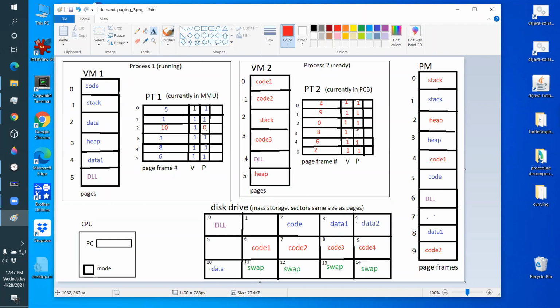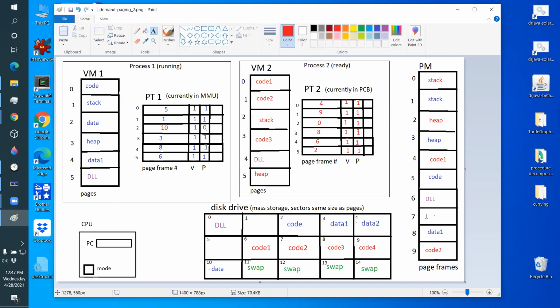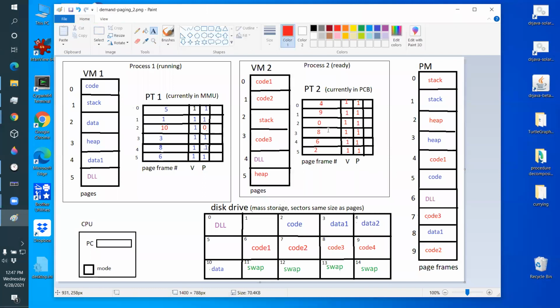This one's going to get marked as present, and it's going to be pulled into here. So code 3 goes into here, and it's being pulled into page 7. So then this one gets updated to say it was at sector 8 on the hard drive. It got copied from sector 8 of the hard drive into page 7 of memory. And then you update this one to say, okay, now it's at page 7.